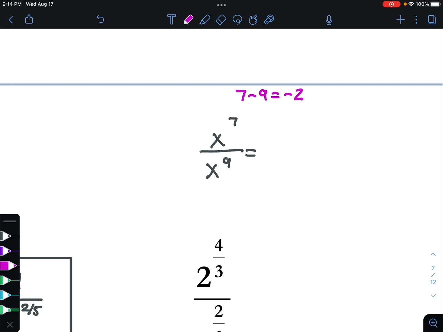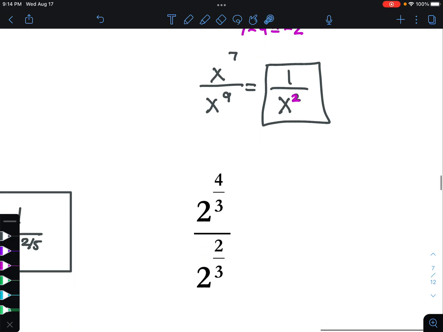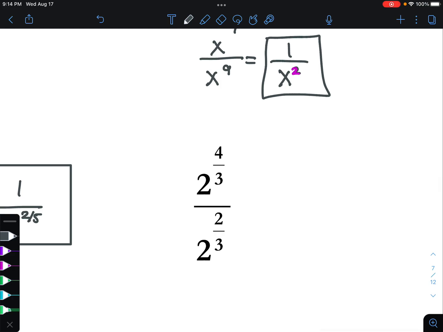And if you get a negative, that means the power would want to be in the denominator because it's negative. It wants to cross the line and change the sign, right? So we subtract the exponents when the powers are dividing. So the same thing's going to happen here.